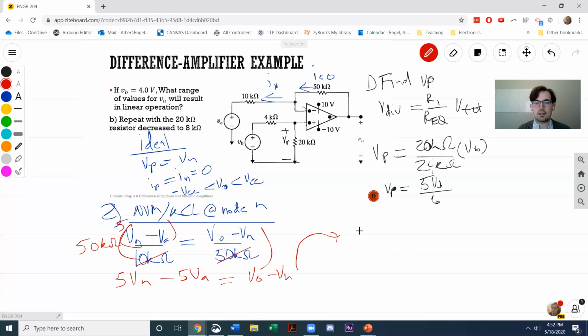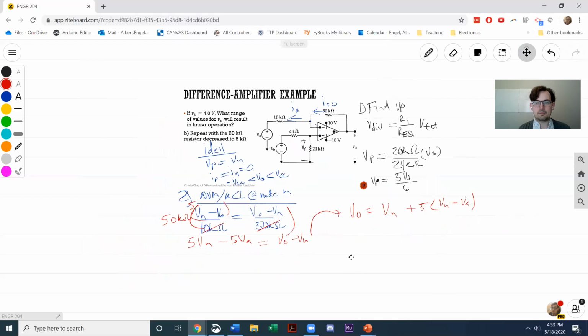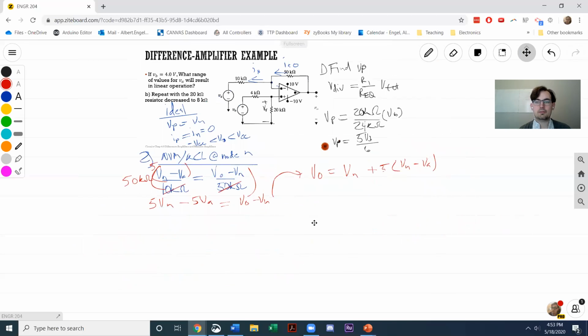Or I can say, okay, my V out just starts to look like Vn plus 5 times Vn minus Va. All right, so I've got that part. Now we know what this is all related to. We know the voltage, how they're related to Vn and Va.